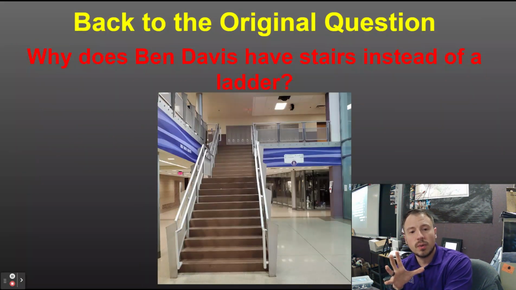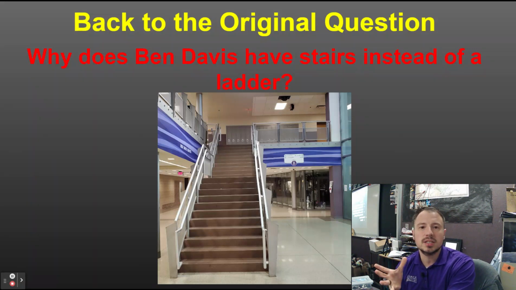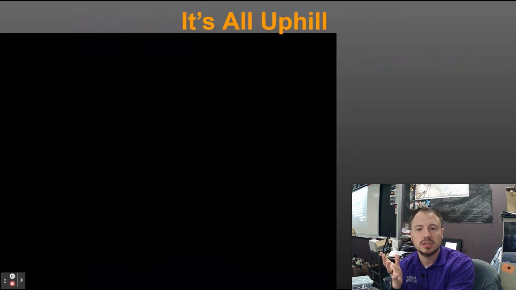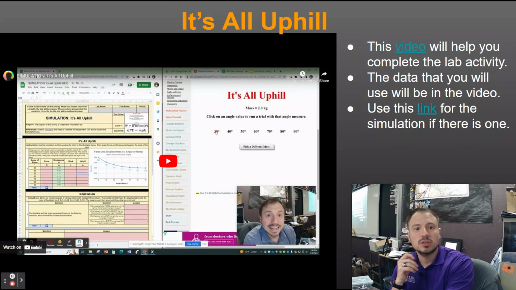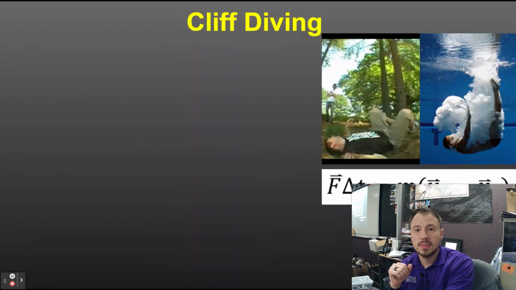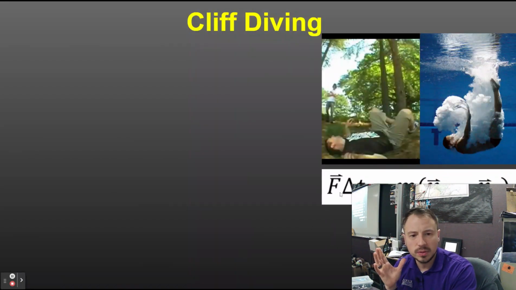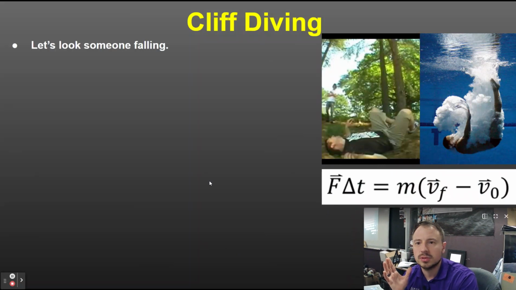So let's use that equation for work to answer, well, why do places have stairs instead of a ladder? Why do we use stairs instead of a ladder? So let's use this. It's all uphill, right? This is a simulation where you can change the angle of a ramp and you're pulling a cart up. So let's just take a look before we see what ramps really do.